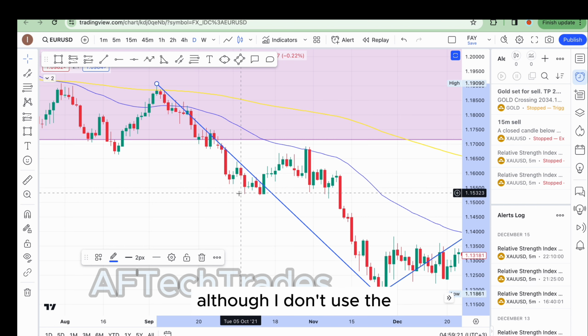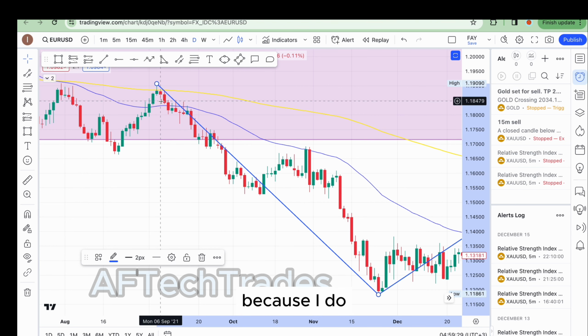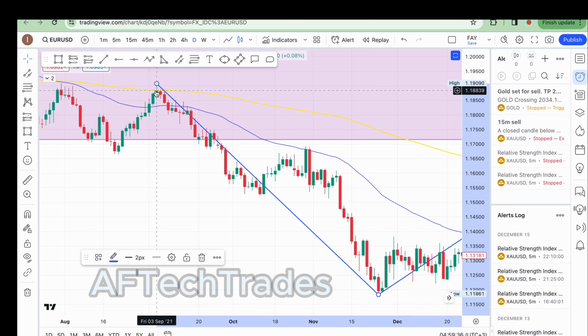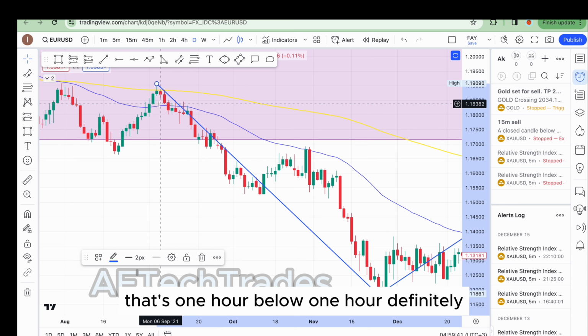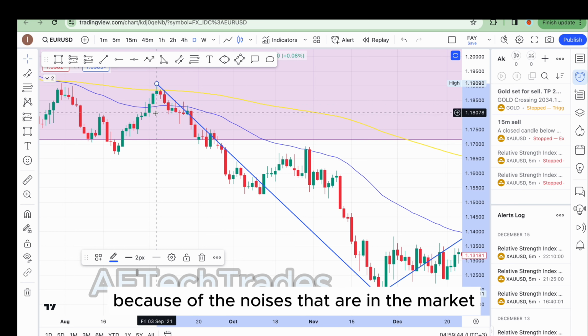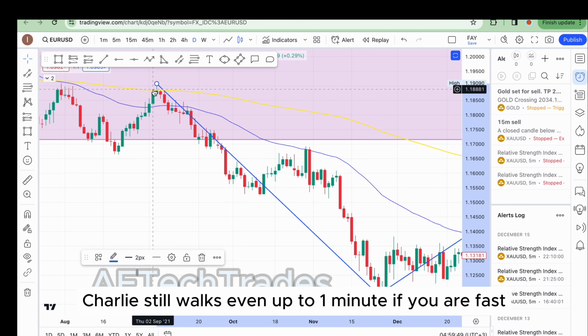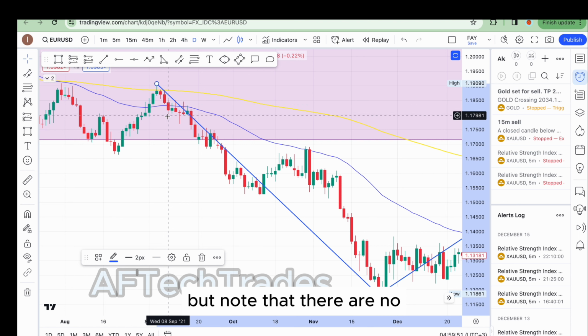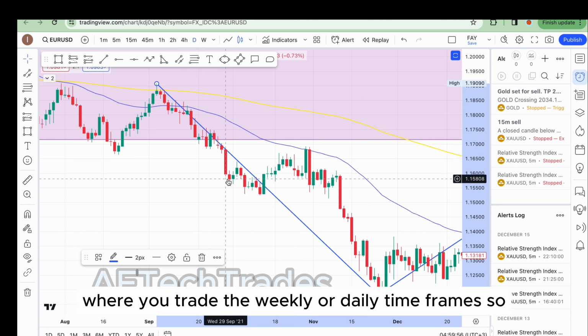Although I don't use the wave theory beyond the 4 hours time zone, because I don't trade below the 15-minute because of the noises. Below 1 hour, definitely, because of the noises in the market. But if you do, the wave theory still works even up to 1 minute if you are fast. But note that there are more noises there compared to where you trade the weekly or daily time frames.